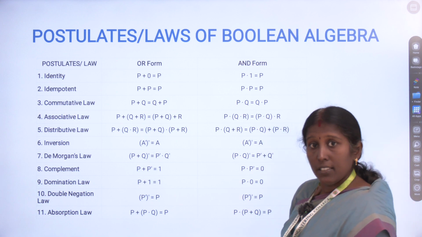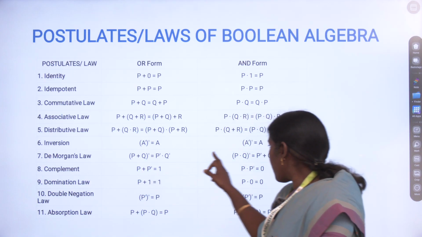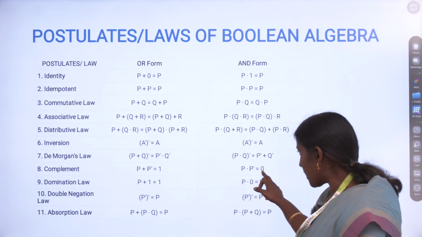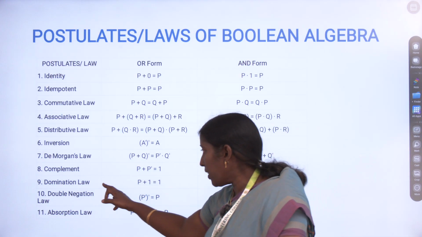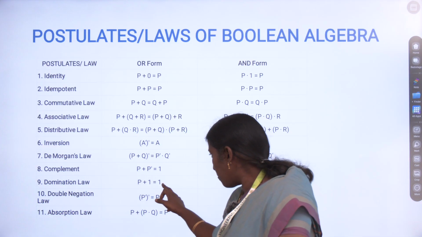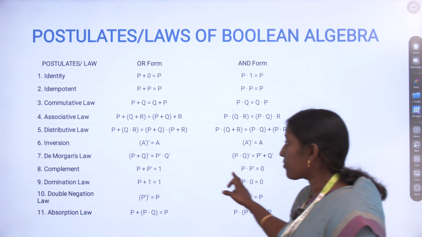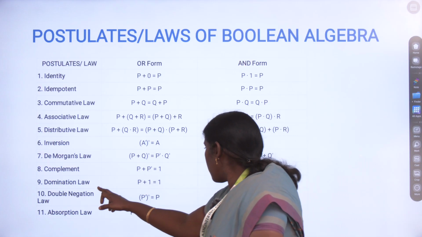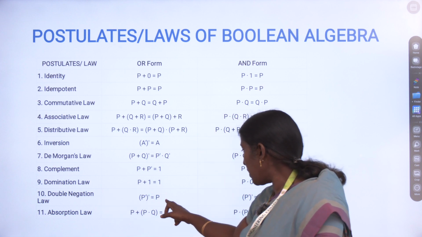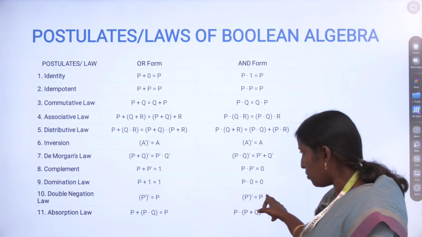And next is complement, which is very important. P plus P dash is equal to 1, and in AND form it is given by P dot P dash is equal to 0. Next is domination law. Domination law is given by P plus 1 is equal to 1, and in AND form it is P dot 0 is equal to 0. Next is double negation law, which is given by P double dash is equal to P, and similarly in AND form it is quite the same, P double dash is equal to P.